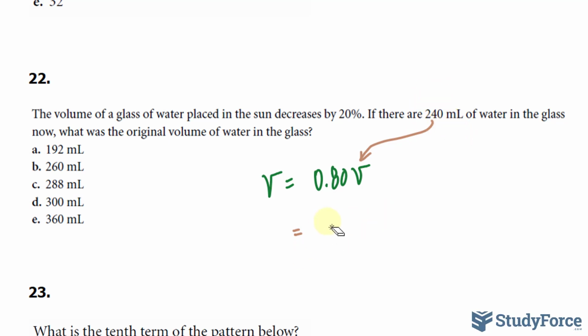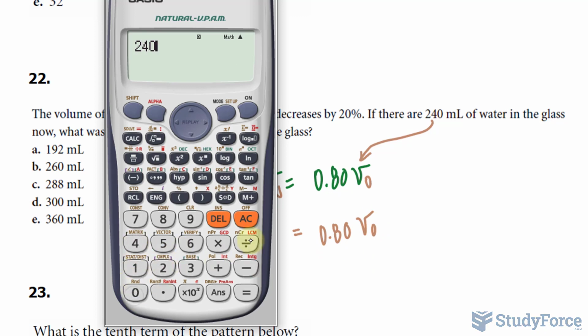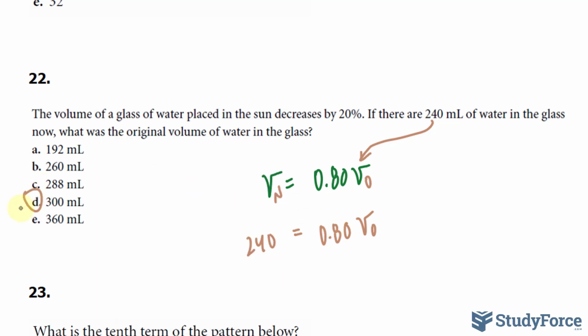Okay, so if that's the new amount, then I'll put it here, 240, that's V new and V old. To find out V old, I divide both sides by 0.8. So 240 divided by 0.8 gives us 300. Luckily, that's one of the options.